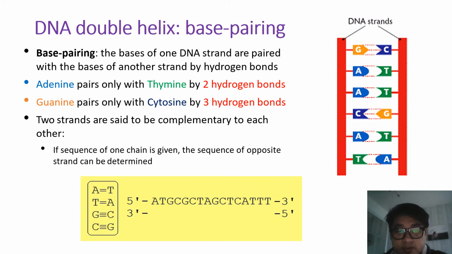All right, so I have one exercise here. If the sequence of one strand is given in this box, the sequence of the opposite strand can be determined. From here we can see that at 5 prime it starts with A, so A must complement with T, and T must complement with A, and so on and so forth. All right, so this is the answer. The sequence from 3 prime to 5 prime is T A C G C G A T C G A G T A A A.